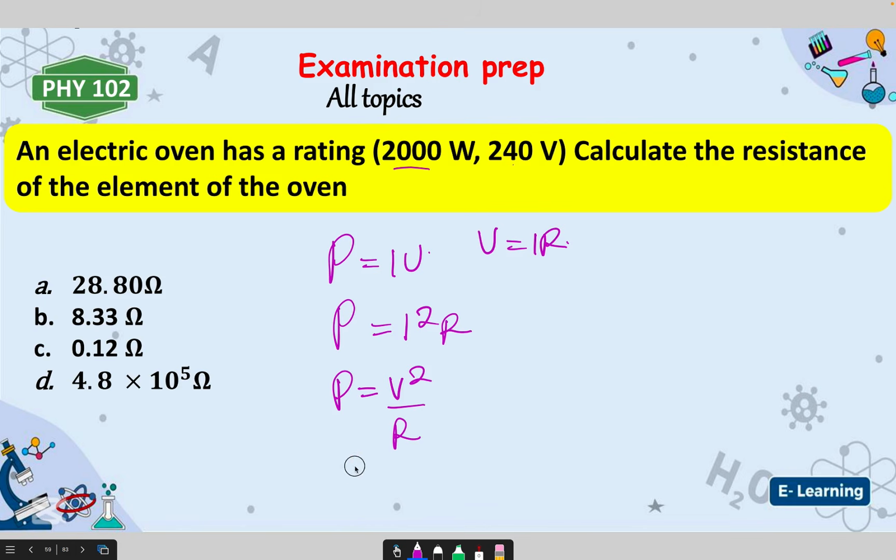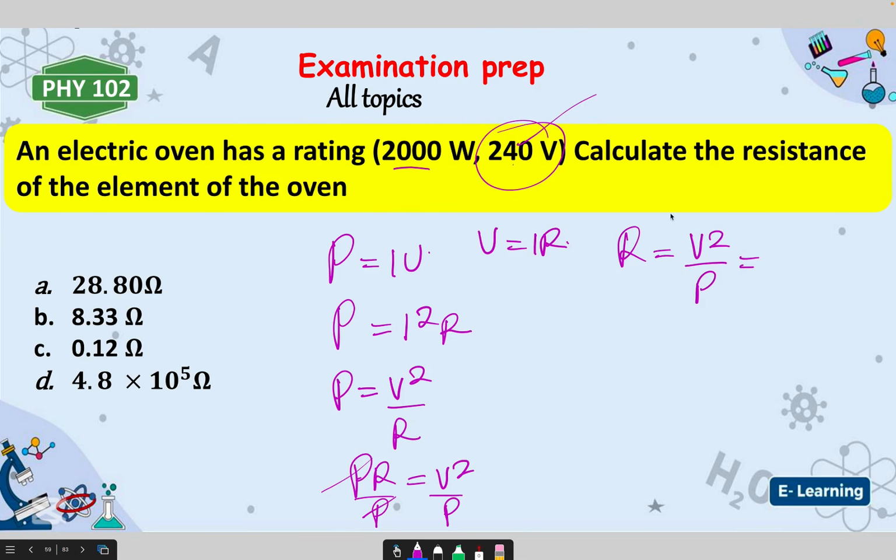What we are looking for is R. So PR will be what? V square. I've given you all these formulas. That is the reason why I'm not solving too much. R will be what? V square over P. What is our voltage? 240 volts. So this is 240 square divided by 2000 watts, which gave us R as 28.8 ohm. Option A. Is that okay?